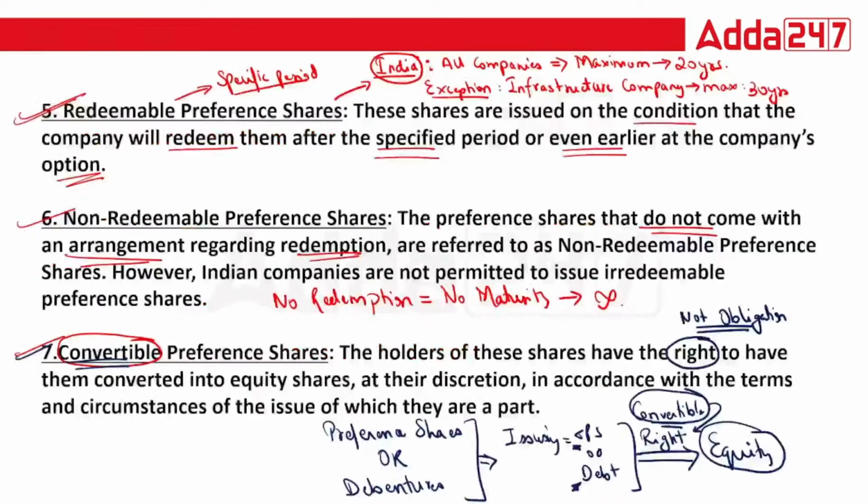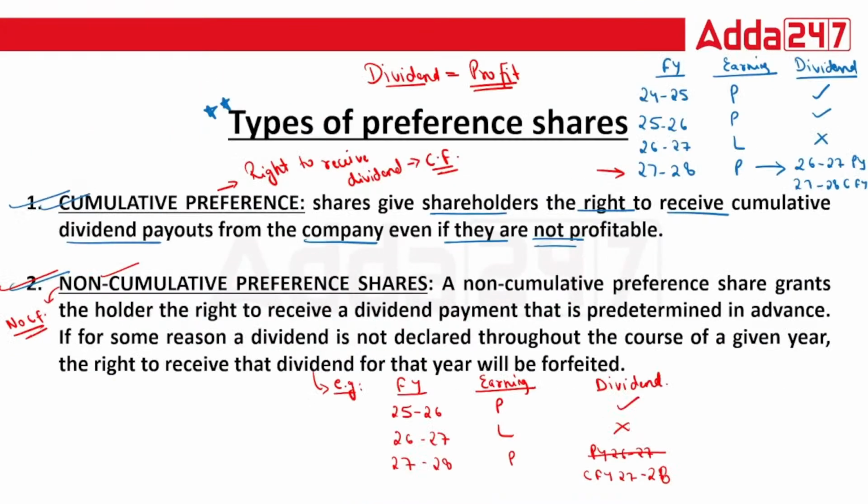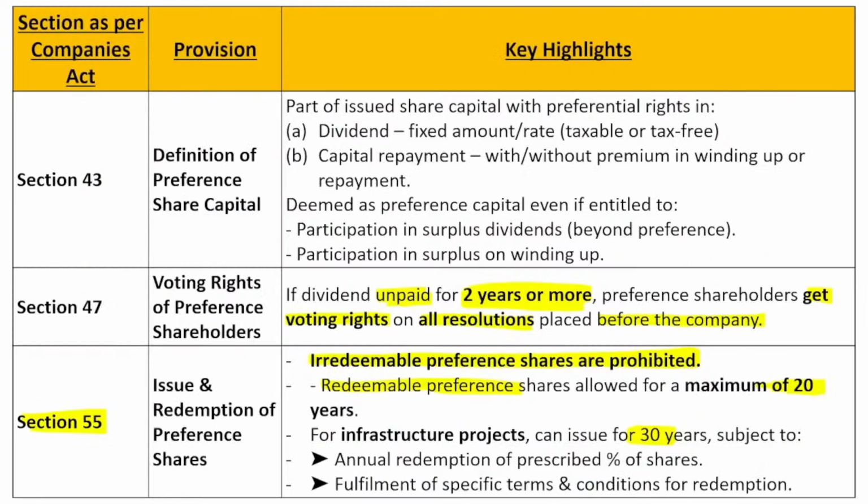So that is the point for convertible preference shares. Here we discussed different types of preference shares, and these are very important. In exam they can ask in case study pattern and without option questions in MCQ pattern. So this is all about preference shares. Now, the section numbers as per the Companies Act are very important, and their provisions are again very important. They even asked in your PYQ. So let's start with the very first section, section 43 of the Companies Act 2013.